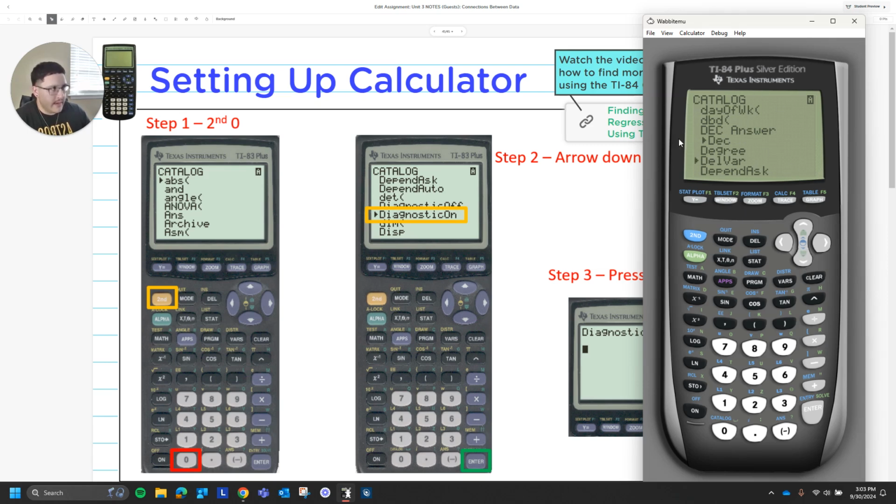Then I'm in that section that I'm looking for, D. Scroll down to diagnostic on, enter, enter, done. You only have to do this once. So if you've already done this before, you don't have to do it again, period, unless you've reset your calculator.